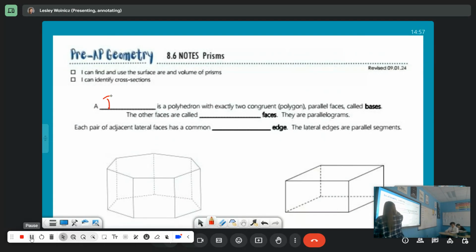A prism is a polyhedron with exactly two congruent polygon parallel faces called bases. Again, the bases must be congruent and parallel. The other faces are called lateral faces, lateral meaning sides, and they're going to be parallelograms. So we talked a little bit about if it was like a right prism.